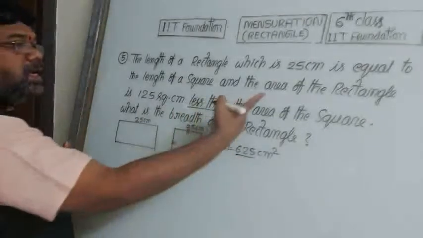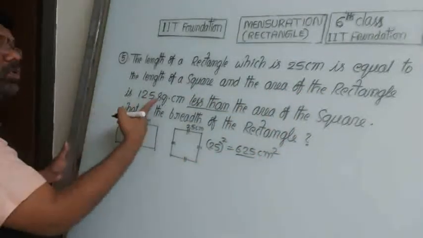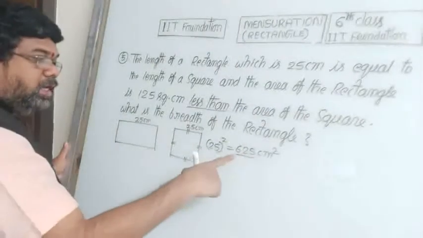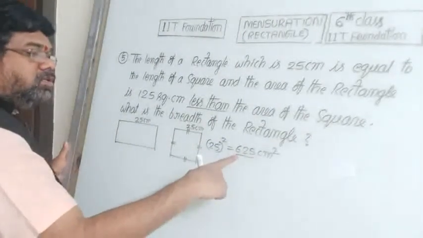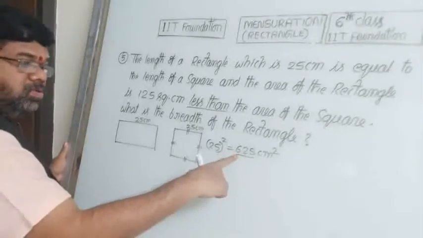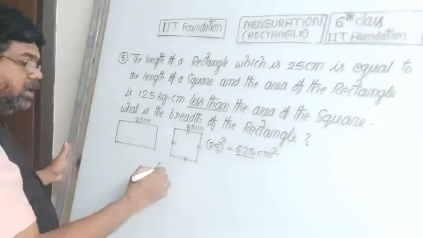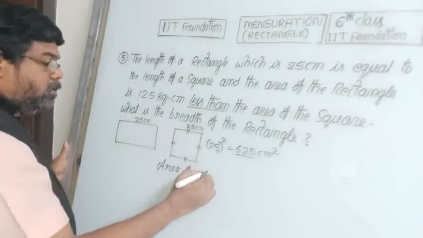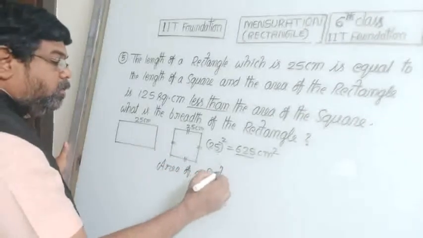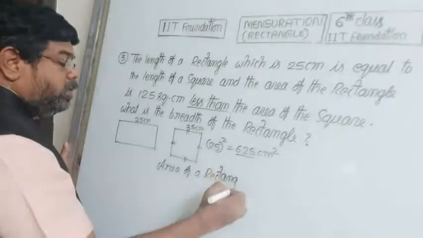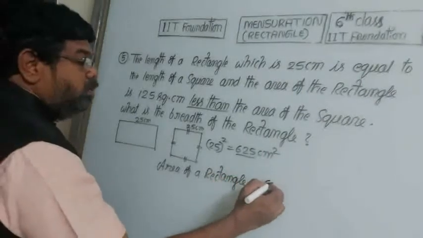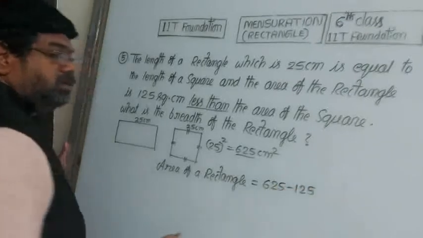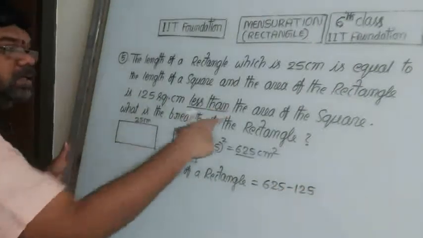Now what is the rectangle area? The area of the rectangle is 125 square centimeter less than this. So what is the area of the rectangle now? Area of rectangle is 625 minus 125, because it is 125 less than the area of a square.